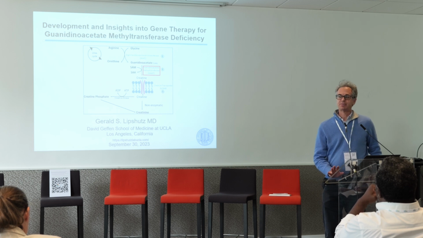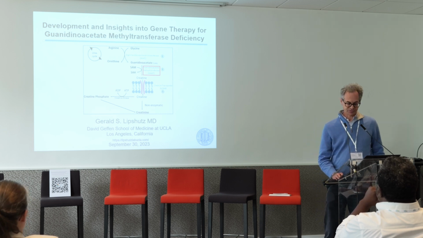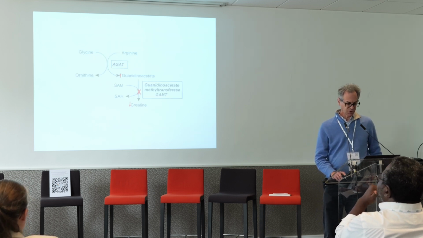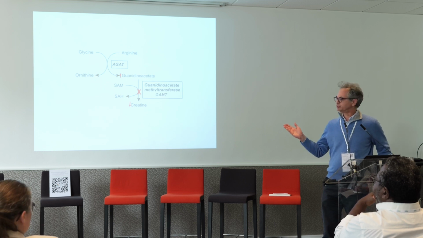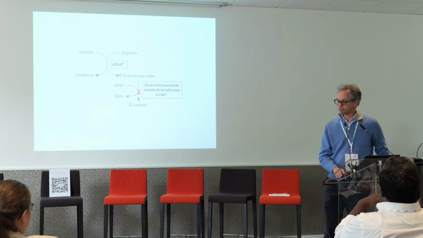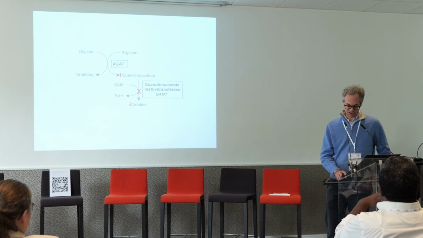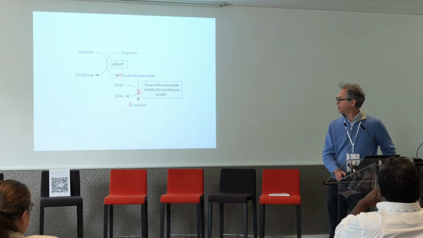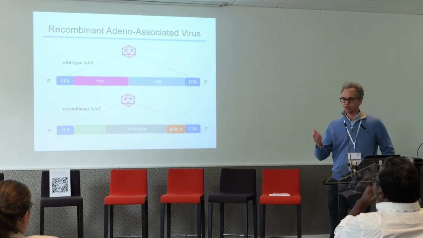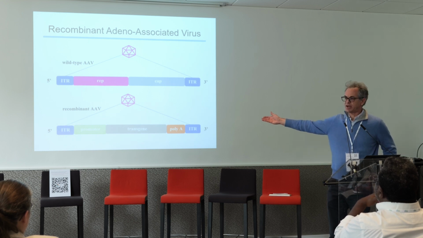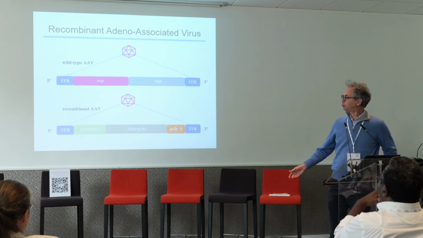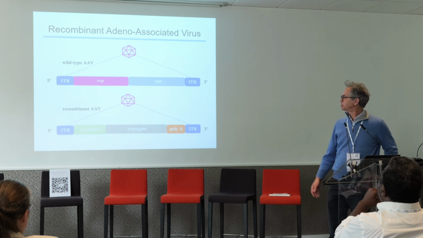So I'm going to talk a little bit about gene therapy for GAMT deficiency. And I think we all know this already. Again, in GAMT deficiency, guanidinoacetic acid is elevated, creatine is depressed. And Olivier already discussed adeno-associated viral vectors, which we've employed in our gene therapy approach.